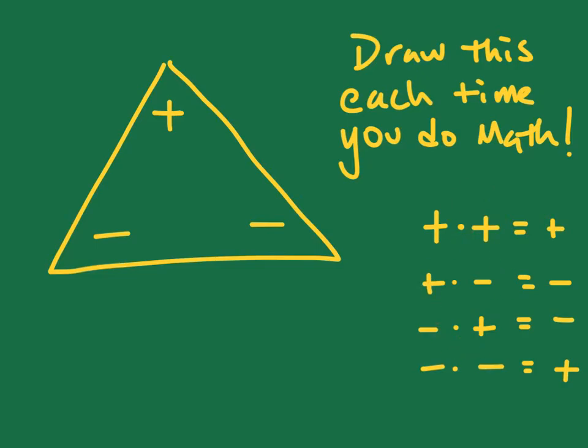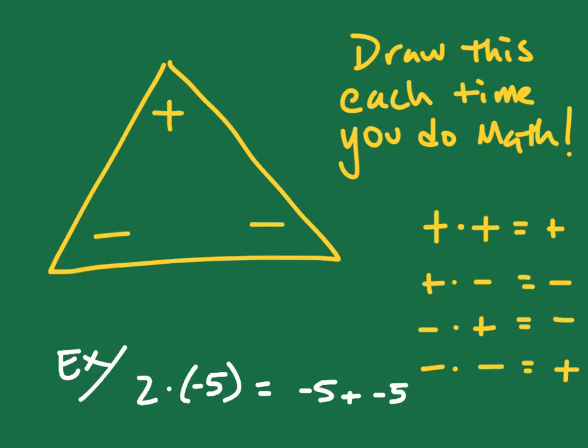Let's say that I'm doing 2 times negative 5. All right, so let's just do a new problem here. So example: 2 times negative 5. What that means is that I have 2 groups of negative 5. All right, so I have negative 5 plus negative 5, which is going to give me negative 10. Okay, and that's stuff that we learned from the last couple of sections. So if you don't understand this, you've got to go back and rewatch that video.